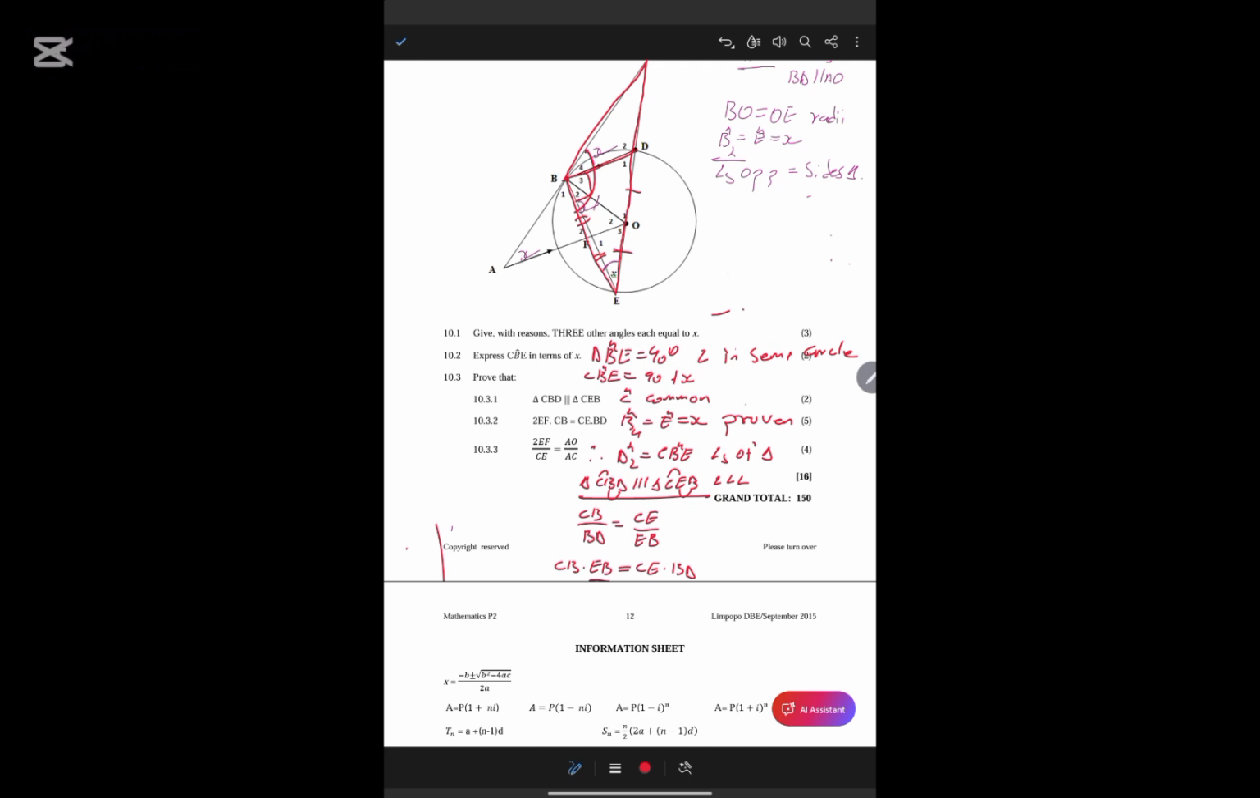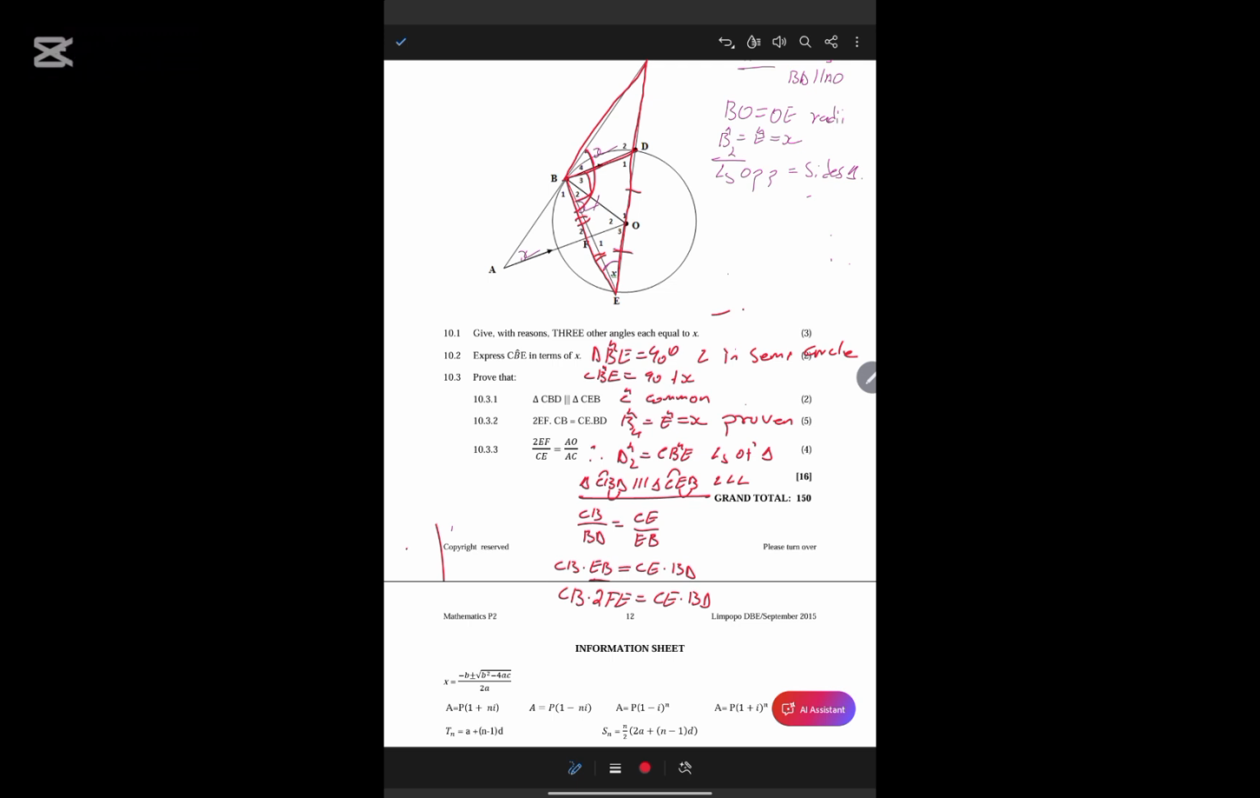Or you can use proportionality. It will still show you that FE is equal to BE. So instead of BE, I'm going to rewrite BE as BF plus FE, but BF is equal to FE. So this is CB times 2FE is equal to CE times BD.